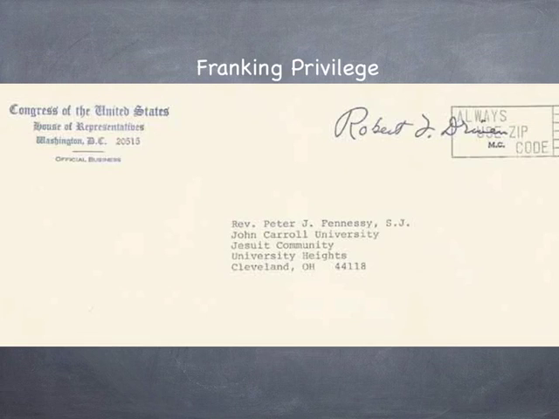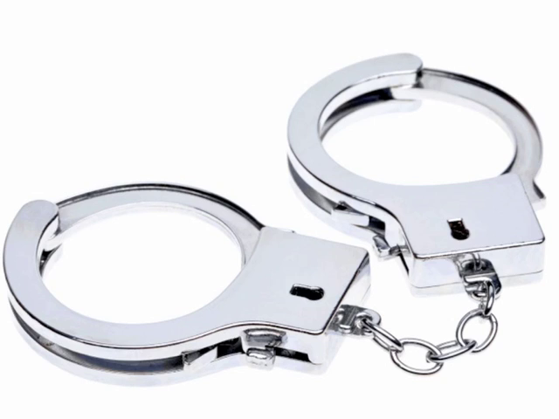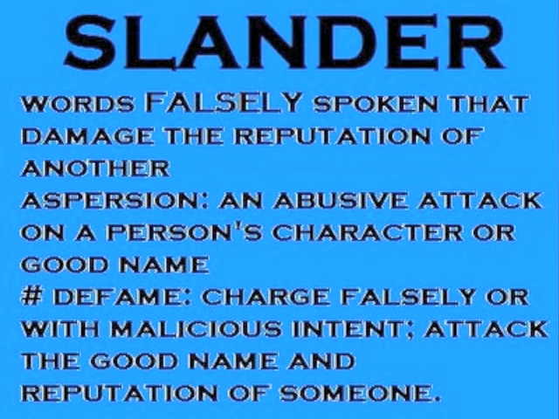The franking privilege allows members of Congress to mail letters and other materials postage-free by substituting their facsimile signature, frank, for the postage. Members of Congress are immune from arrest for non-criminal offenses while engaged in congressional business. More importantly, the Speech and Debate Clause, Article 1, Section 6, Clause 1, protects representatives and senators from suits for libel or slander arising from their official conduct.